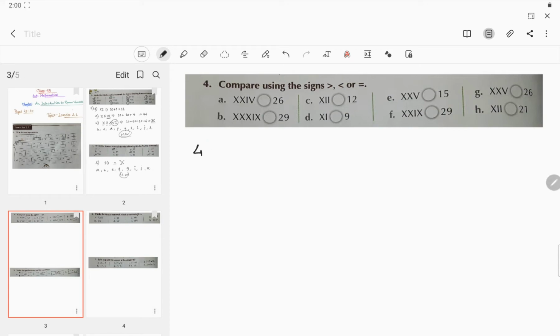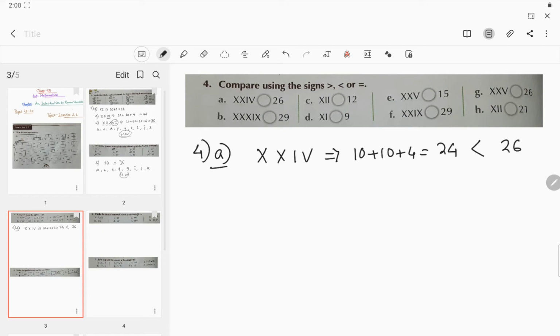Now 4A. Compare using the signs greater than, less than, or equal to. So XXIV means 10 plus 10 plus 4, that means 24. And here is given 26. So obviously the less than sign will come.